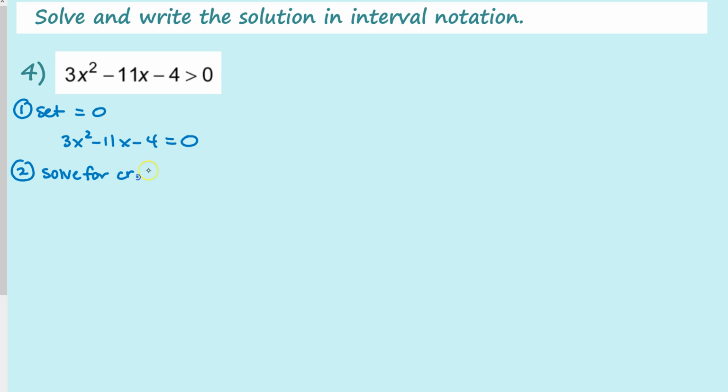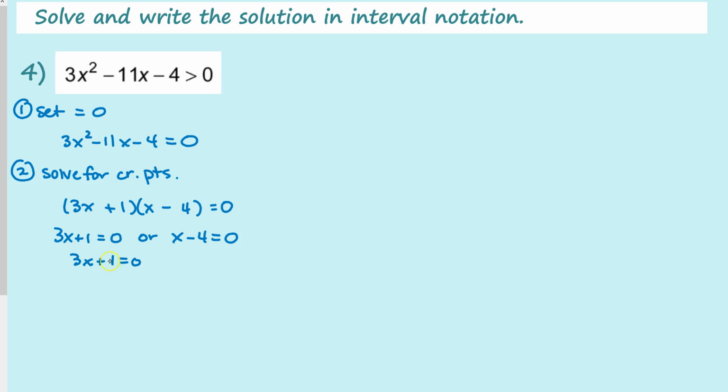Now I'm hoping that this is factorable, but if it's not factorable, you have to use the quadratic formula, and it just raises the level of difficulty of the problem, but the concept is the same. I think we're going to factor this one into 3x plus 1 and x minus 4, and that should work out. And so then we set each of those equal to 0 and solve each one.